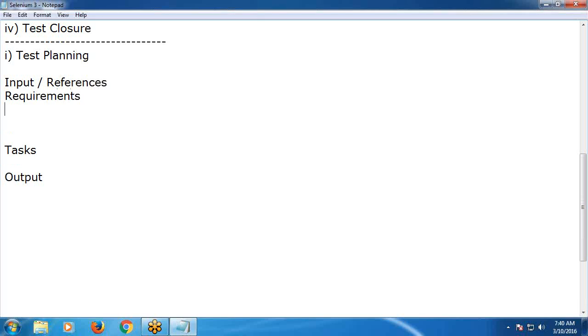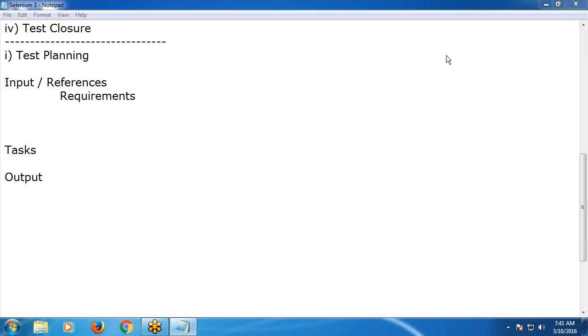Next, anything else for test planning? Requirements. Resources. Resources are references. Okay, Sridevi, can you tell me? The requirements like user story. Okay.